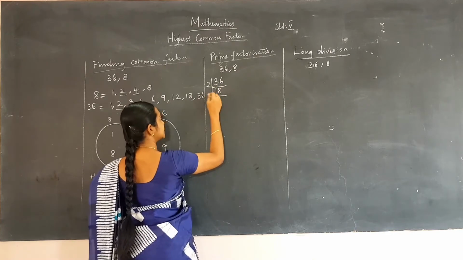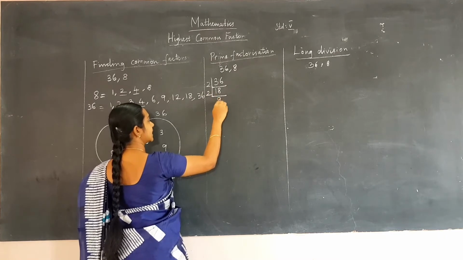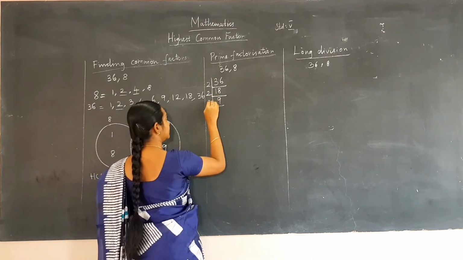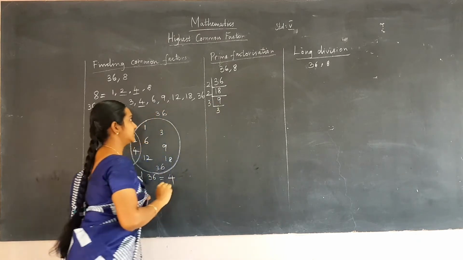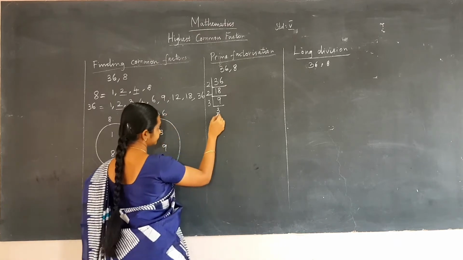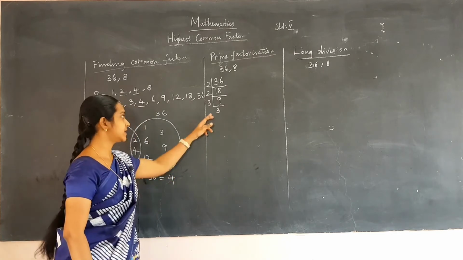Again factorize it with number 2. 9 2s are 18. Again factorize with number 3. 3 into 3 is 9. We have got 3 in the last. 3 is the prime number. So, we can stop with that.